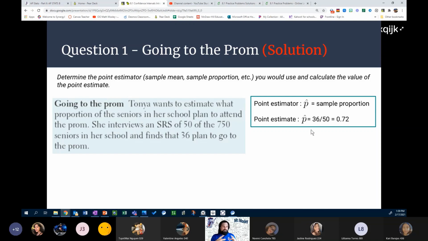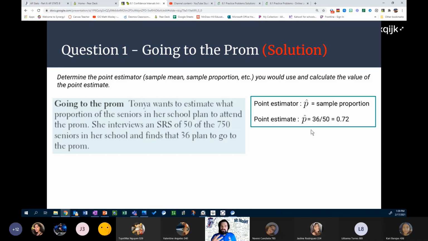A lot of you guys saw that the proportion from the sample was 36 out of 50, or 72%. We need to make sure that we're answering the question in the proper context. It's naming these things special things, point estimator, point estimate, so we need to use that term. The point estimator is the sample proportion. The point estimate is the value of the sample proportion, which is 0.72.